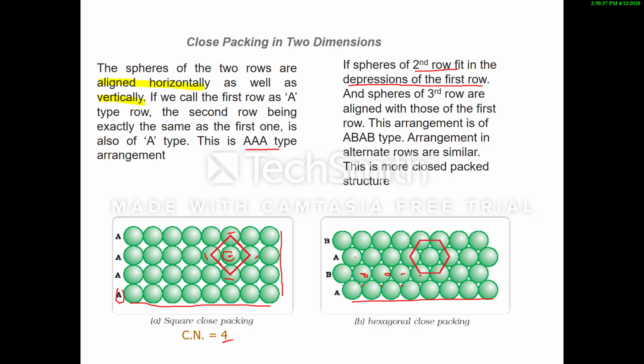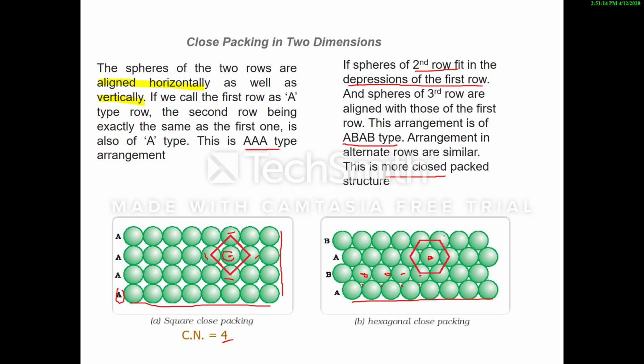If we repeat the third layer, that is the third row, then the atoms in the first and third rows align together. But the arrangement in the alternate row is different. That's why this type of arrangement is known as AB type arrangement. And this is a more close packed structure, because in this case the vacant space is less compared to square close packing.